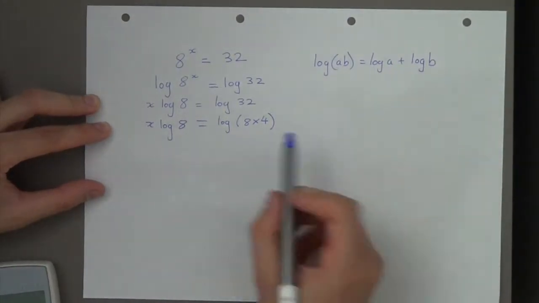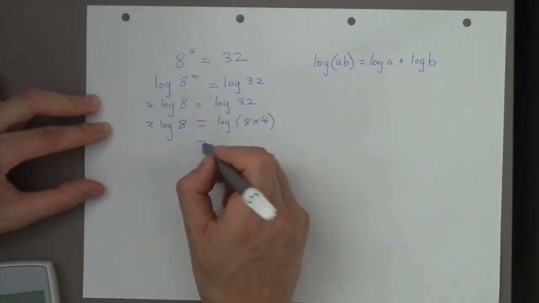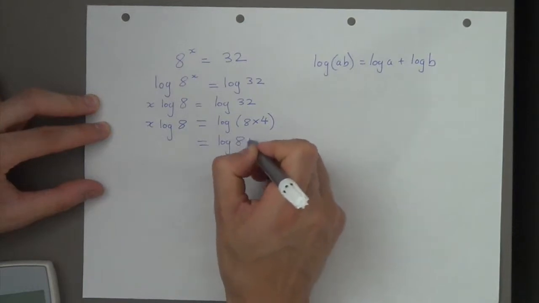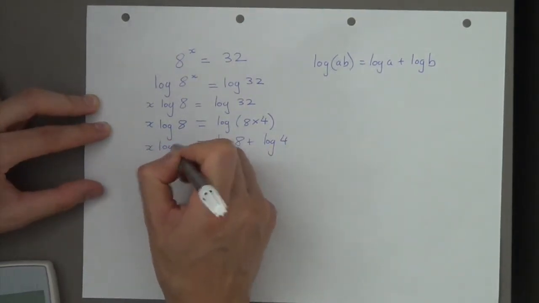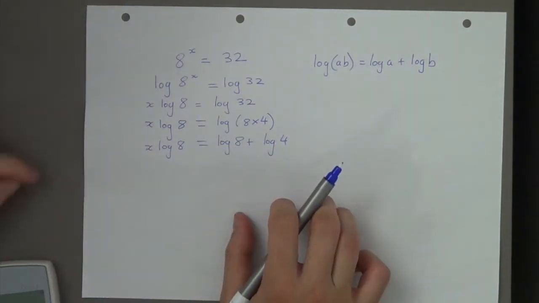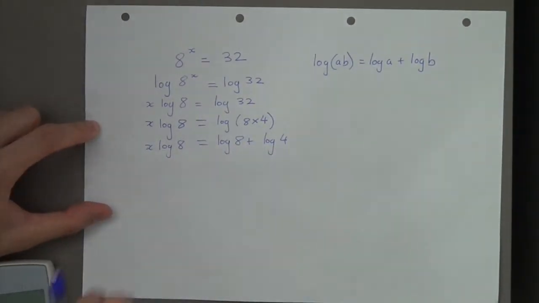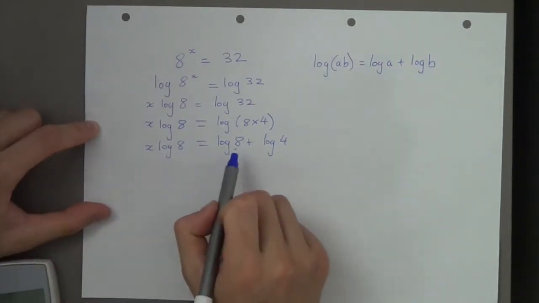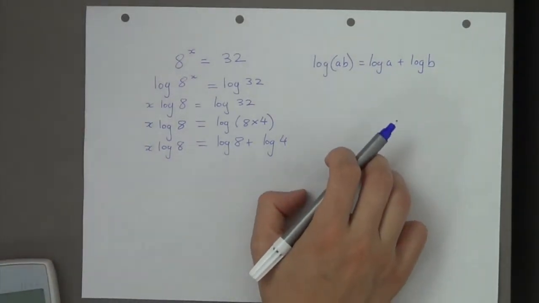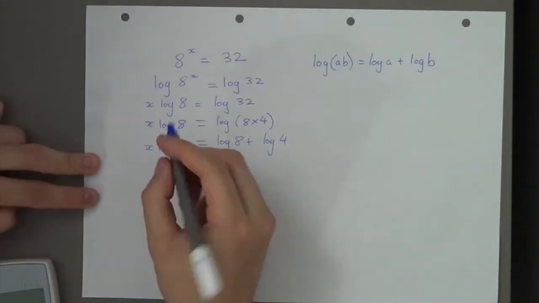Okay, so that's what I'm going to apply here. I'm going to say this is equal to log 8 plus log 4, so x log 8. Okay, now here's the clever thing that I'm going to do now. I'm now going to make 8 and 4 to the base 2. Okay, so what do I mean by that?